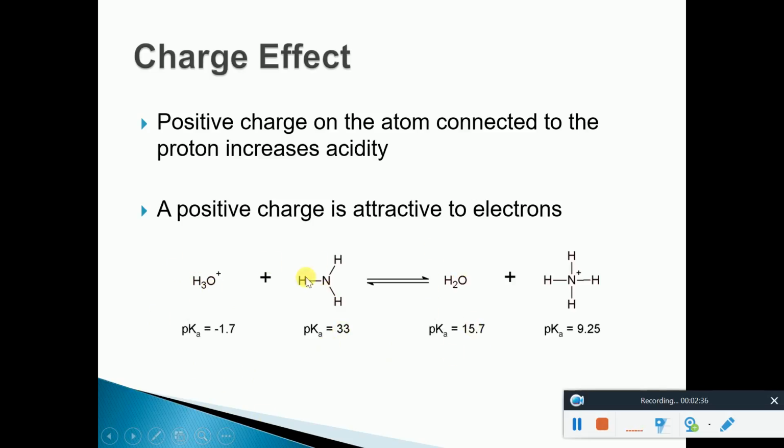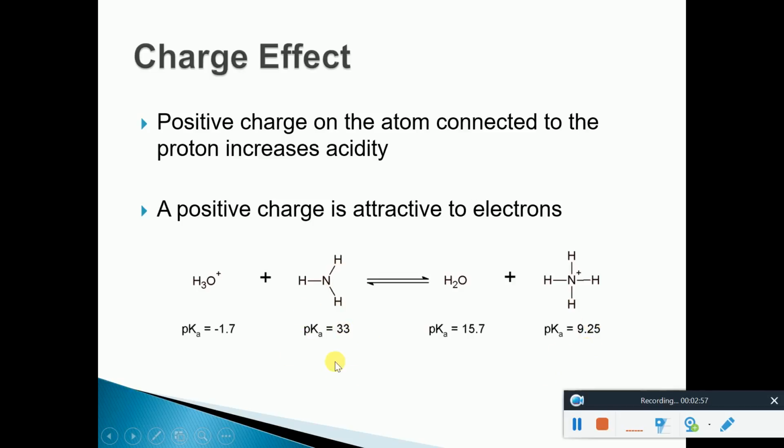And same thing with NH3 and NH4 plus. Even if I didn't know the pKa's, I would already be expecting NH4 plus to be the more acidic of the two. And we can see that's very true with the much lower 9.25 than 33.